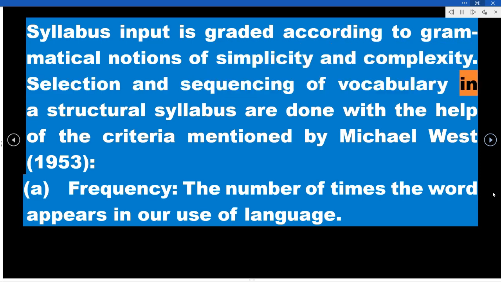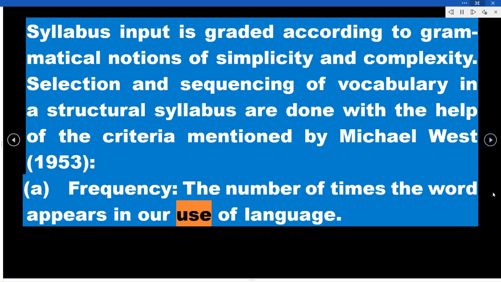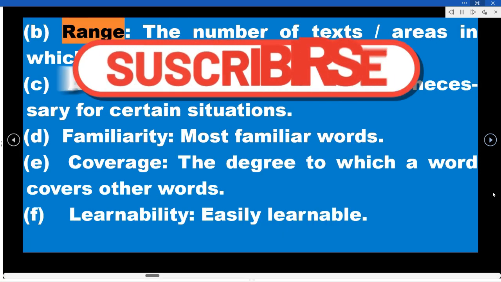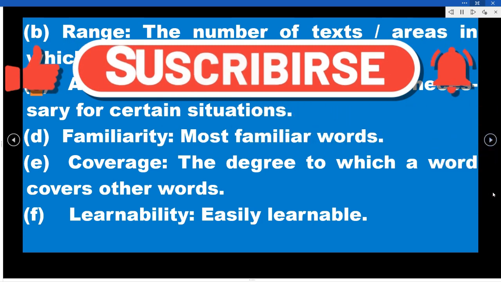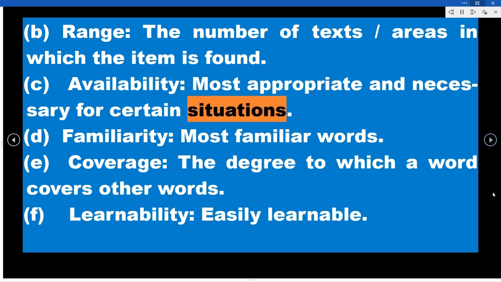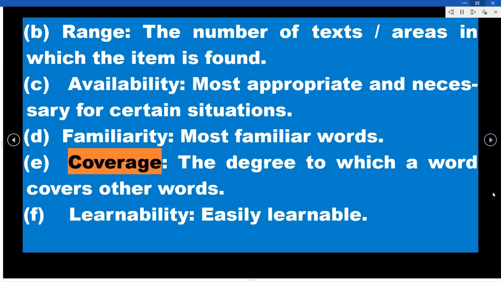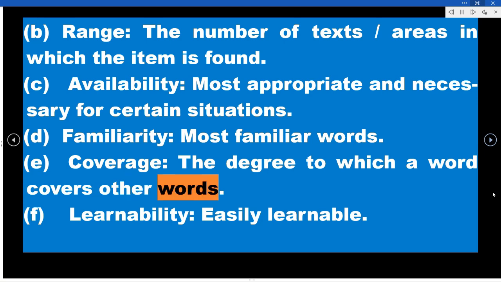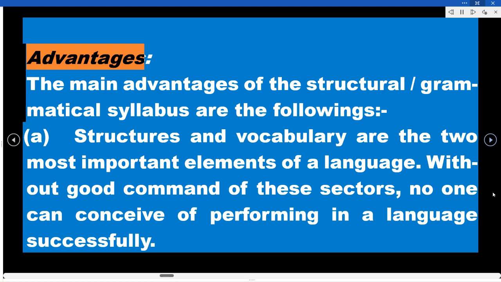Selection and sequencing of vocabulary in a structural syllabus are done with the help of the criteria mentioned by Michael West, 1953. A. Frequency, the number of times the word appears in our use of language. B. Range, the number of texts/areas in which the item is found. C. Availability, most appropriate and necessary for certain situations. D. Familiarity, most familiar words. E. Coverage, the degree to which a word covers other words. F. Learnability, easily learnable.